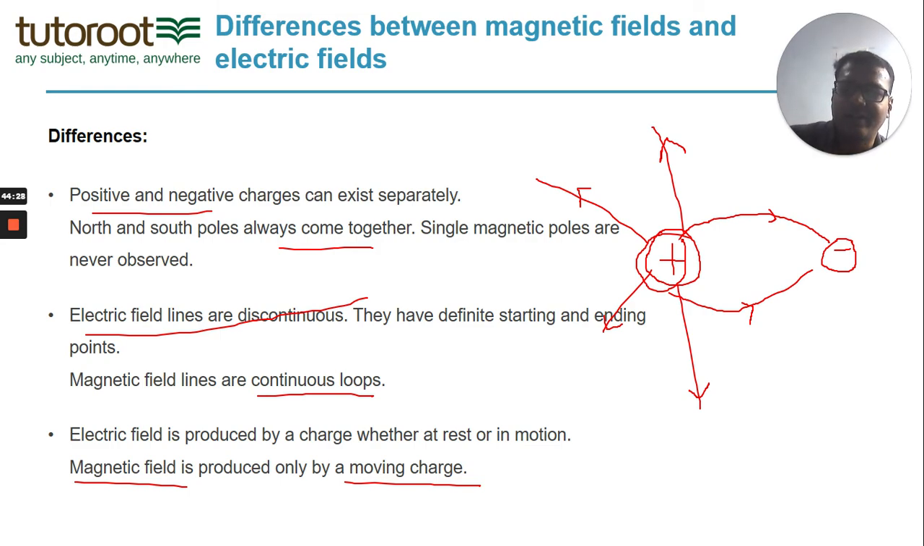Last, electric field is produced by charge whether at rest or in motion. So a positive charge, even standing there or moving, keeps generating these electric field lines outside of the body. But a magnetic field can be produced only by a moving charge. A stationary charge can never do that, but a moving charge, which is nothing but current, creates a magnetic field.